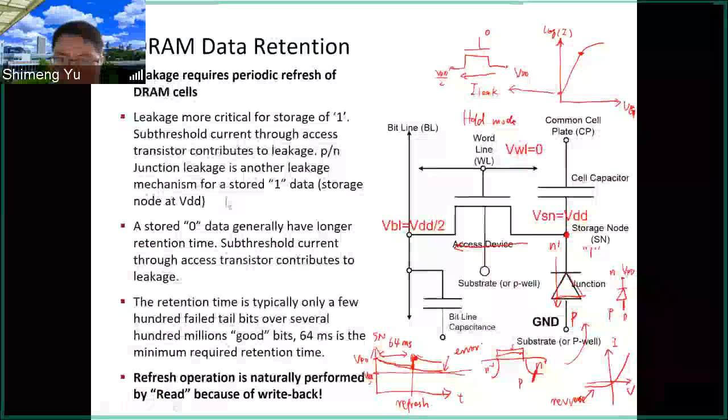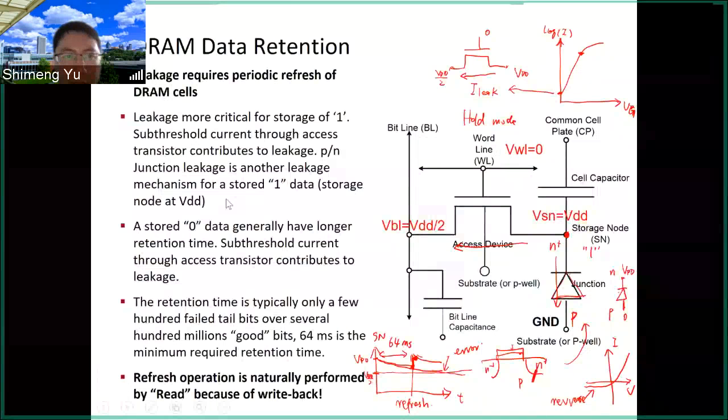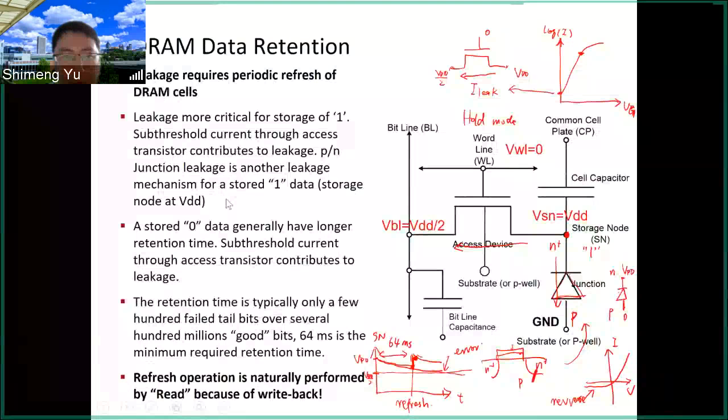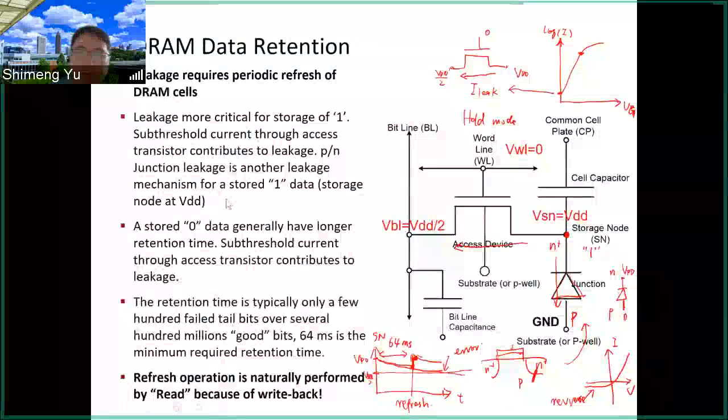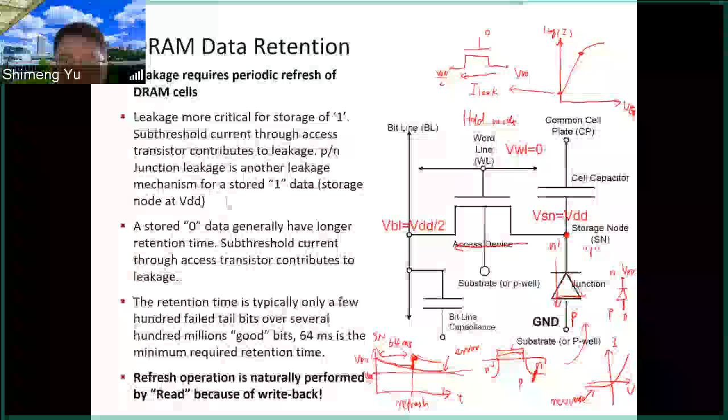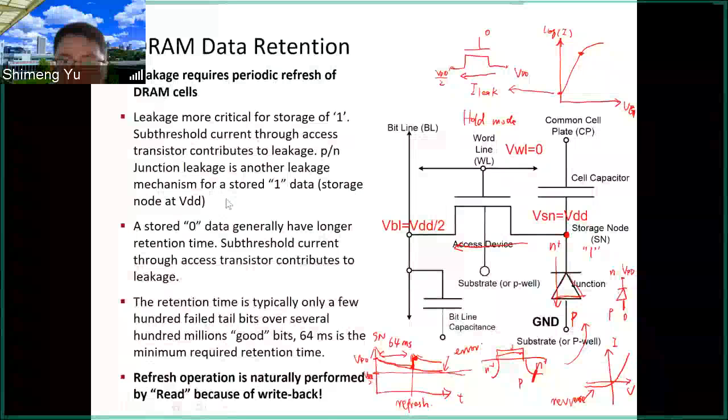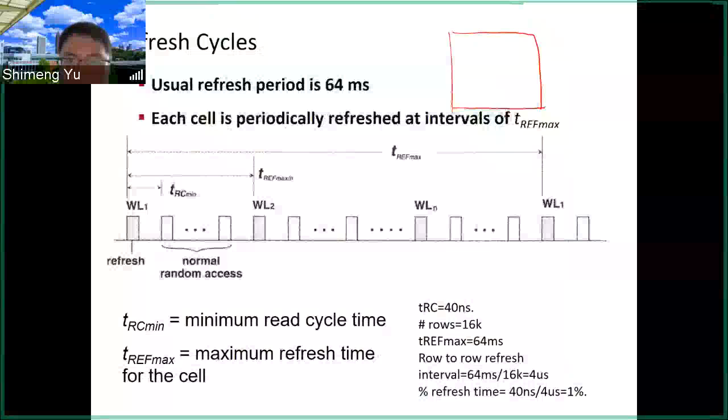Okay, then let's look at the timing diagram for the refresh cycles. As we just mentioned, we need to do the refresh every 64 milliseconds. Let's assume the memory array. We can do this refresh row by row. So in the memory array, you have many word lines, many rows. Let's say this is word line 1, word line 2, and then the last is word line n.